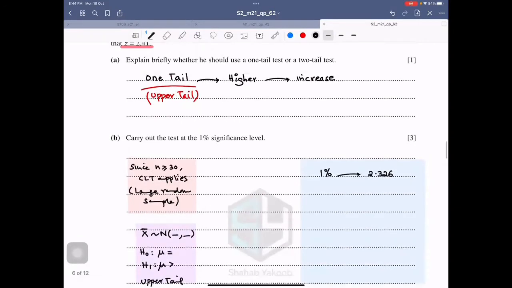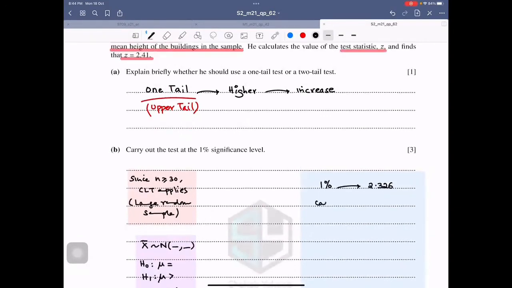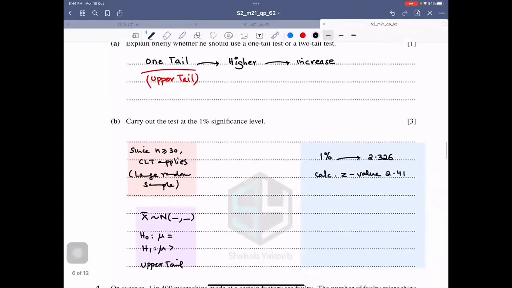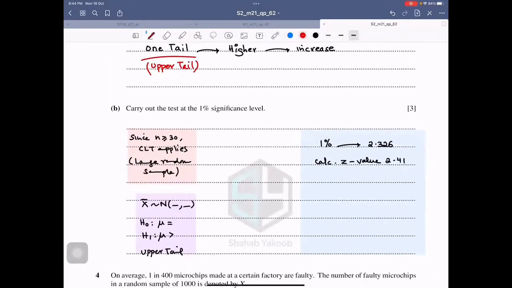comes out to be 2.326, and our calculated Z value is 2.41. If I draw a number line and label the boundary value 2.326, this value over here is 2.41. Since the Z value lies inside the critical region, therefore reject H0, accept H1.